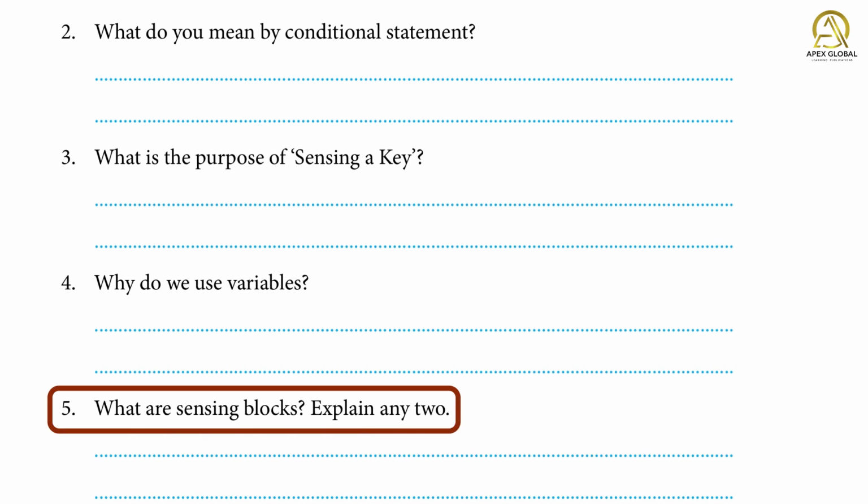5. What are sensing blocks? Explain any two. Answer. Sensing blocks are used to recognize and quantify the interaction between items in a project or to track specific mouse and keyboard motion. It is color coded blue and is one of the 9 blocks.